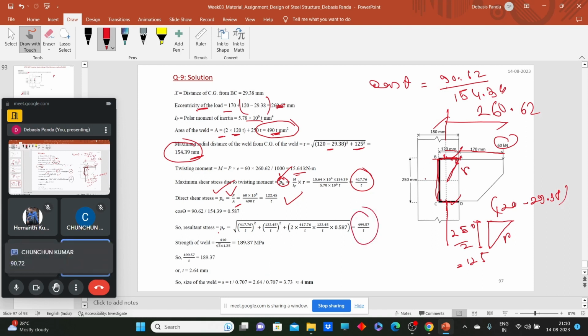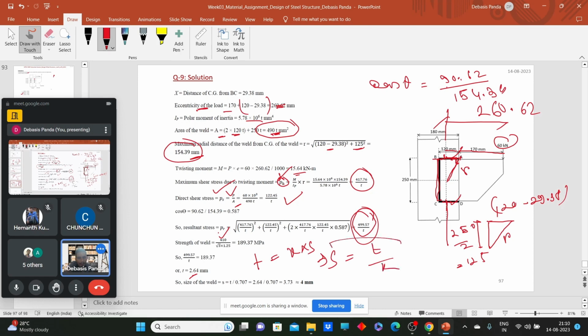Now, what will be the strength of weld? What will be the strength of the weld per mm square? It's nothing but fu by root 3 gamma m0. Now equate this resultant stress with the strength of the weld per mm square. You can calculate the throat thickness. When you know the throat thickness, what will be the S value? Throat thickness will be equal to K into S. So S will be equal to throat thickness divided by K. So it comes out in mm. So it's kind of a simple thing.